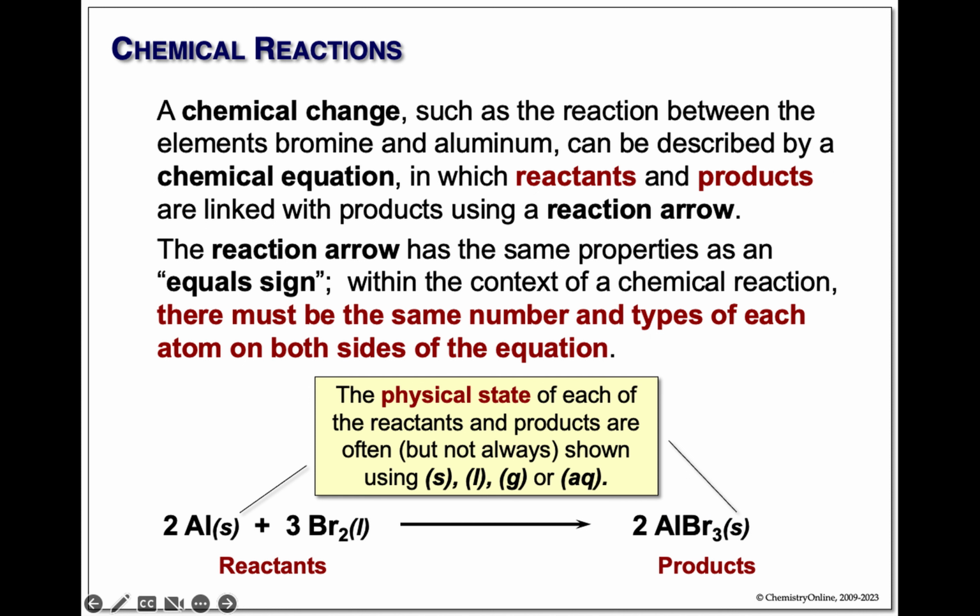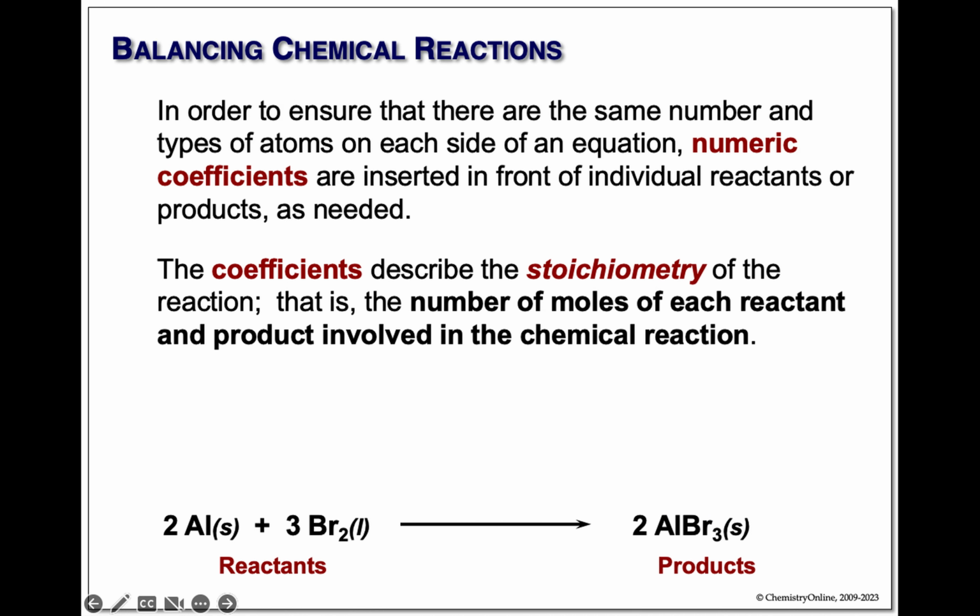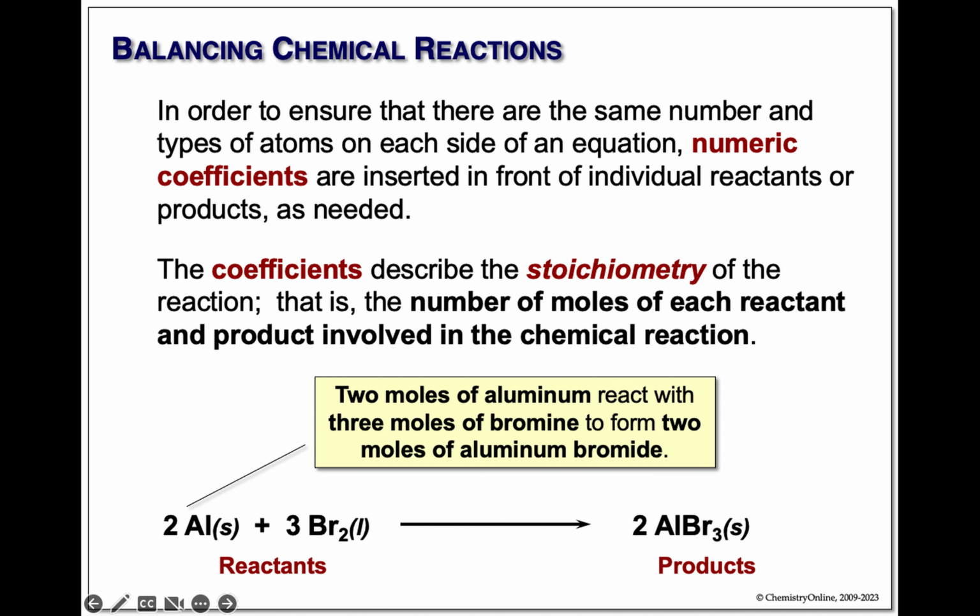The little letters down here correspond to the physical state. Now they're optional, but quite often they're useful. S is for solid, L for liquid, and again solid. G is gas, AQ is aqueous solution. That means it's dissolved in water. Now, the requirement here from our arrow, our equal sign, is that we must have the same numbers and types of atoms, right?